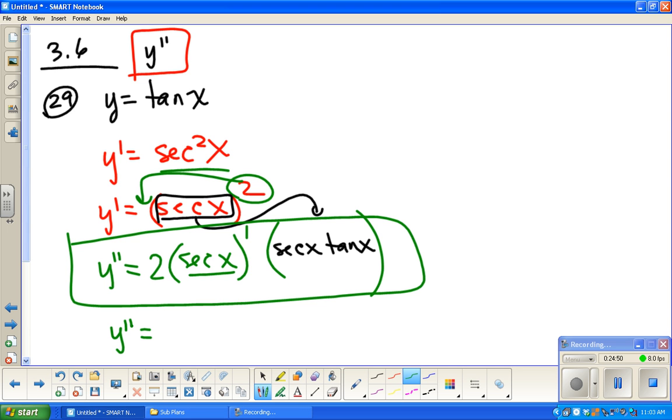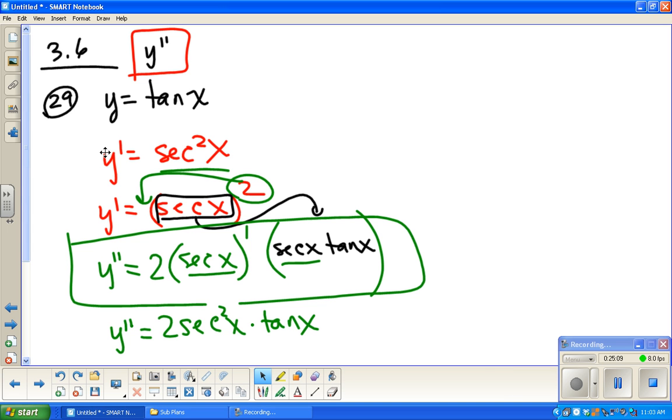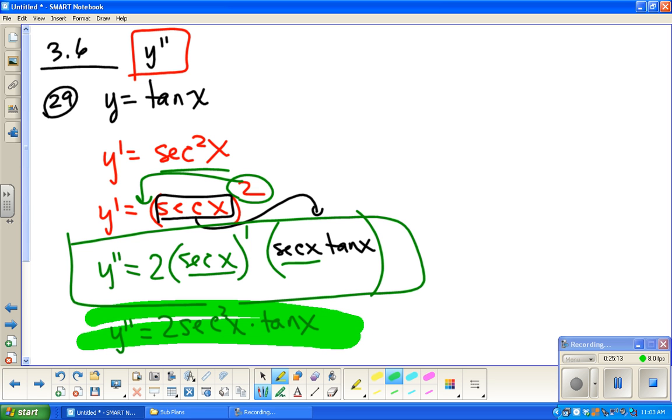Some of you I know would say, secant to the 1 is just secant times secant, so you could combine this a little bit. I'm having issues writing sine when I mean secant. Just because it starts with an S doesn't mean it has to be sine. Okay, and that's it. That's done. And green on green was a bad choice. Sorry.